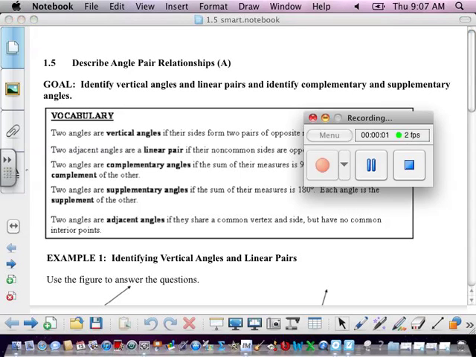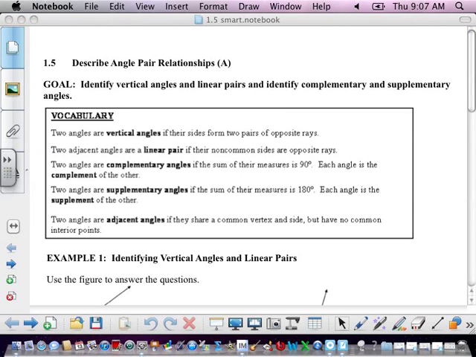Right, ladies and gentlemen, we're going to go over 1.5. 1.5 is really important. The stuff we're learning in 1.5 we will be using throughout the year. Again, it's like the distance formula, midpoint formula. You really, really need it. Okay, the big thing about this is angle pair relationships.